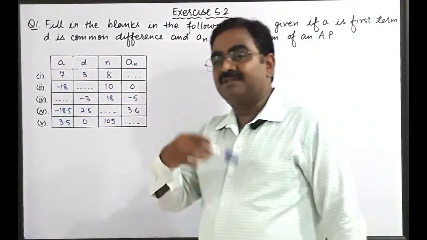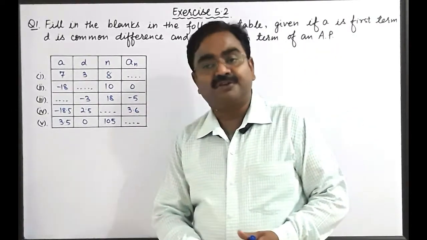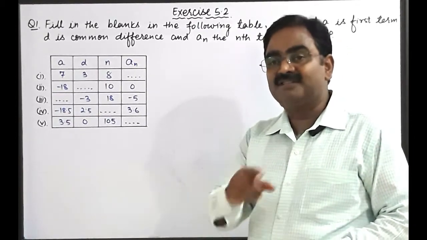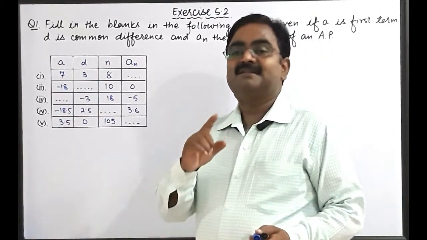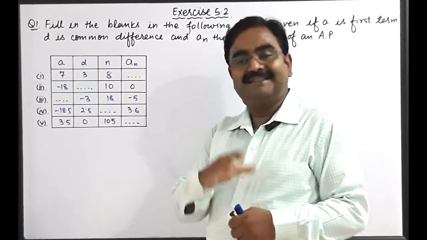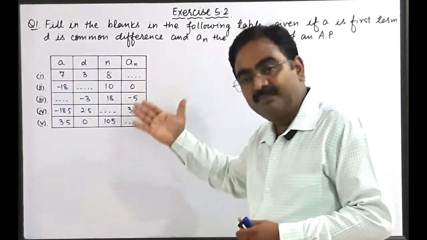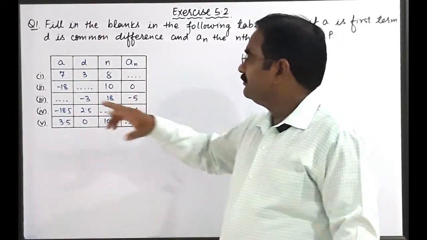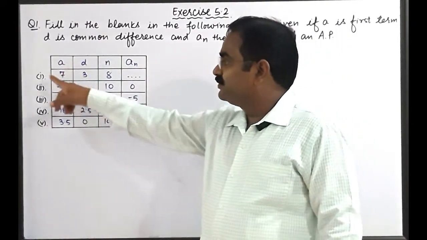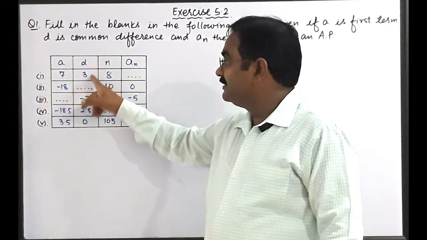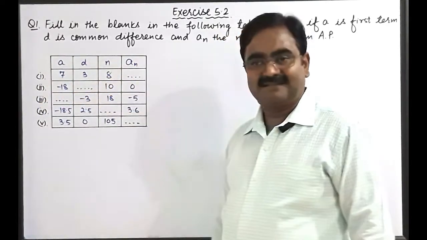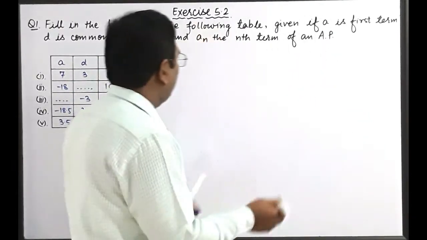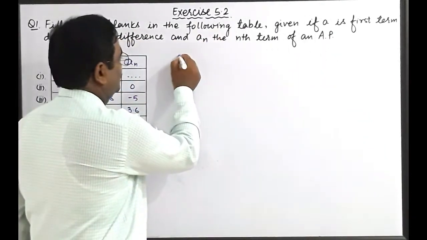So as we have discussed the general term or nth term of an arithmetic progression, the formula is an equals a plus n minus 1 into d. This formula we are going to apply over here, right? In the first question, a is given, d is given, n is given, and an is being asked. So first of all, you have to start solving part number 1 of this question.